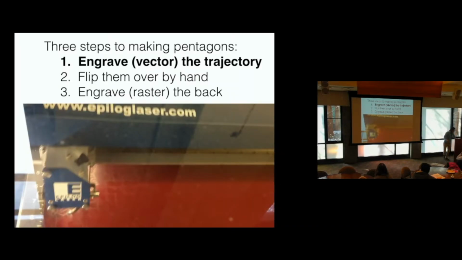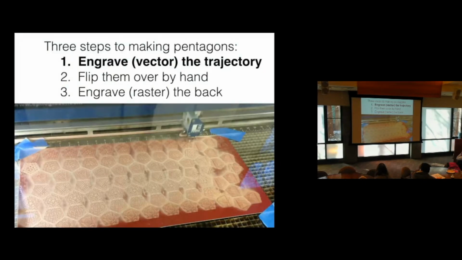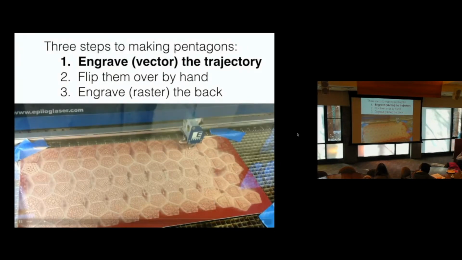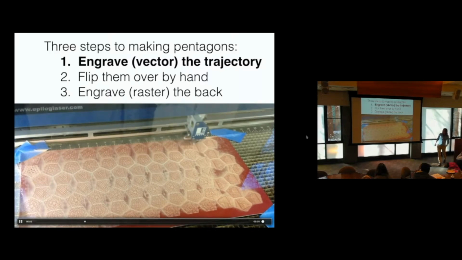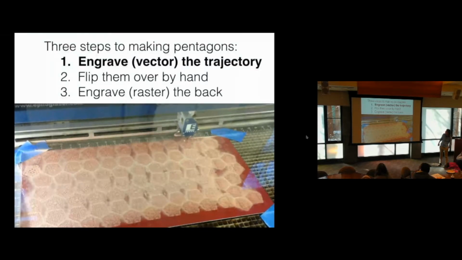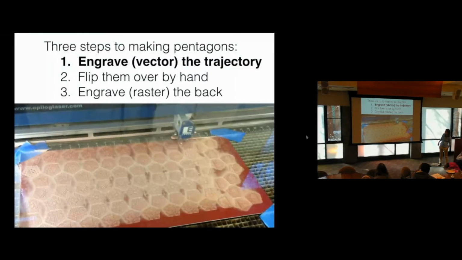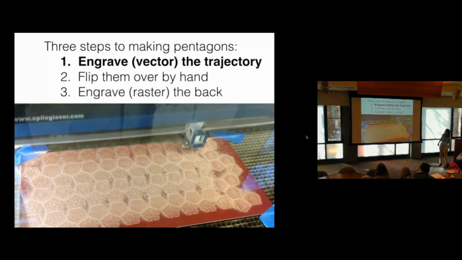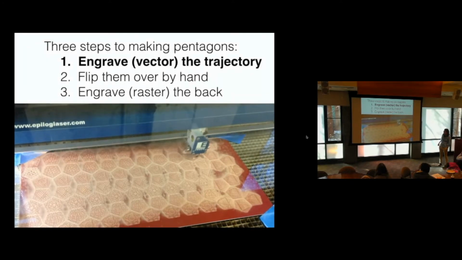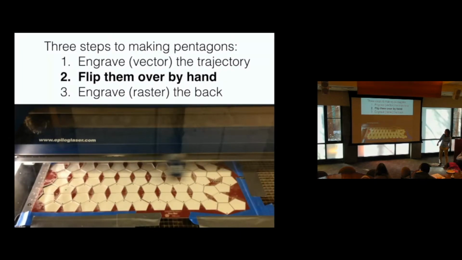Okay, and then next, this is a little bit later. I had to do them twice because they weren't so great the first time. So this is the whole sheet of them all together. So I printed them out, and it took a couple of hours. Then the next thing is I had it cut them out. And then the next thing is that I flipped them over by hand. So here's the whole sheet. It cut them all out, and I went and I individually flipped each one of them over.